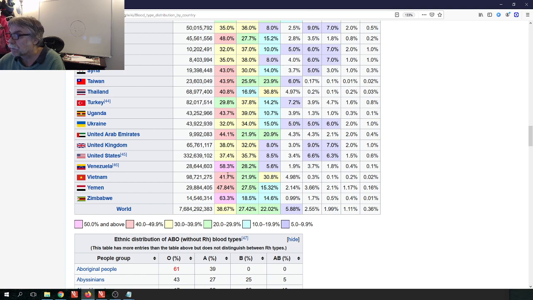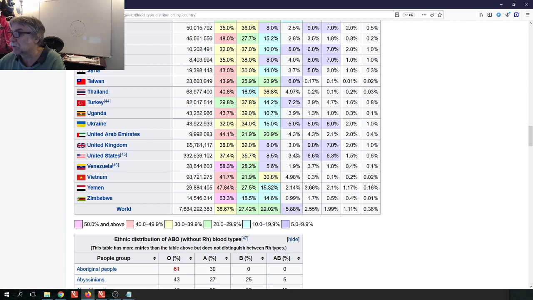And if you go to Venezuela, like in Latin America, it's even more. But in the United States, it's 37.4% O plus, 35.7% A plus. So just these two blood types are already 73%.